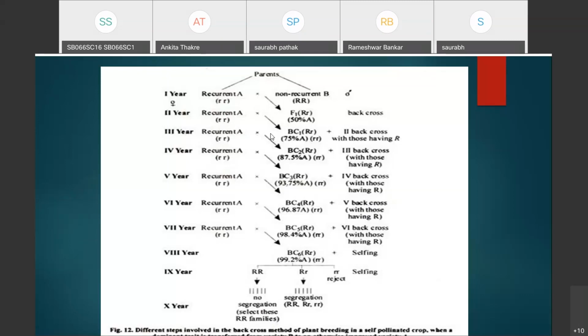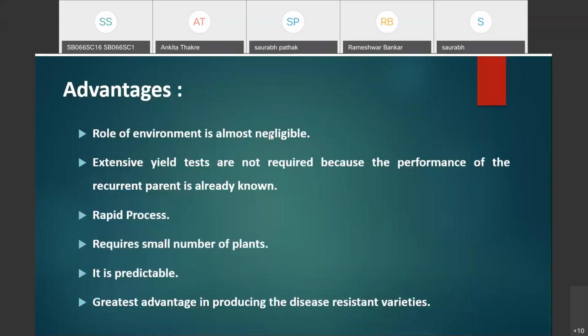This transference of genes of one species into the genotype of a desirable species with good characters by crossing is known as introgressive hybridization. This is the technique which is used in the backcross method. Then the next one, the advantages. What are the advantages of using the backcross method?